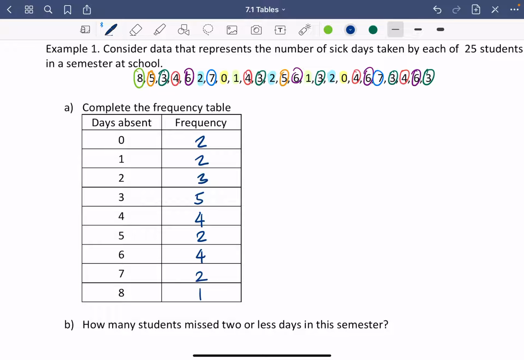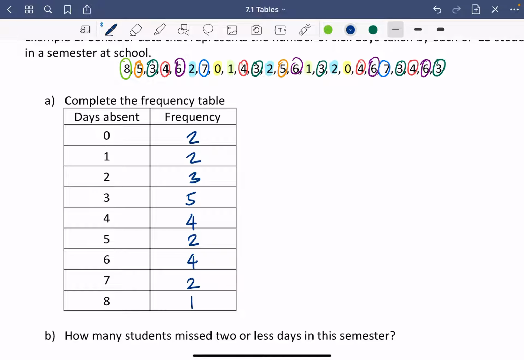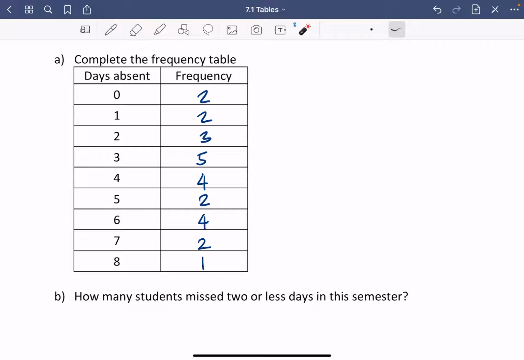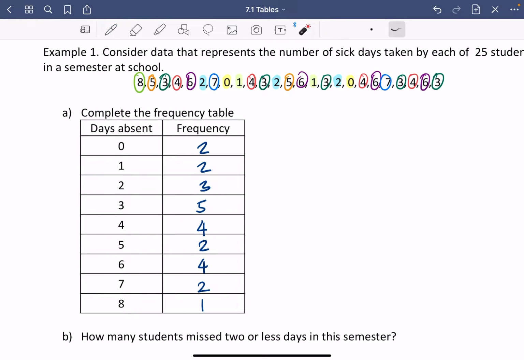Did we miss any numbers? No, we got all of them. Now let's calculate if that adds up to 25, because we know these are the number of students that were absent for each of the days. So if we add these up, that will have to be 25 because we know in the question that there are 25 students. So let me just quickly check.